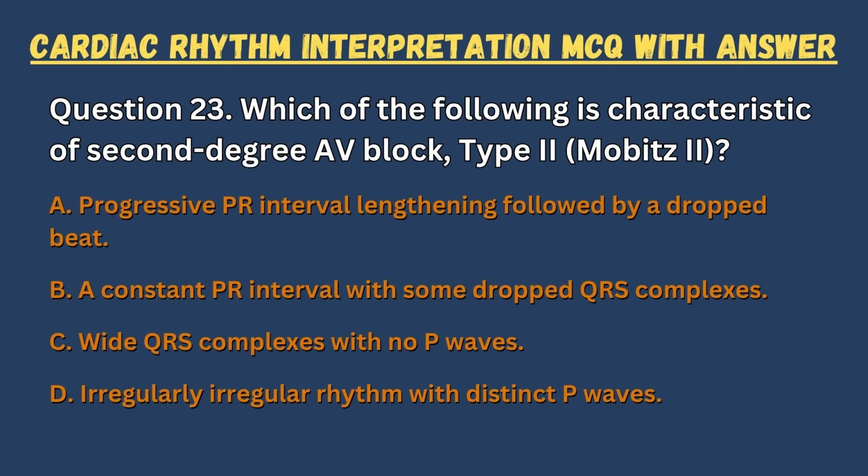ECG. Question 23. Which of the following is characteristic of second-degree AV block, type 2, Mobitz 2? A. Progressive PR interval lengthening followed by a dropped beat. B. A constant PR interval with some dropped QRS complexes. C. Wide QRS complexes with no P waves. D. Irregularly irregular rhythm with distinct P waves.